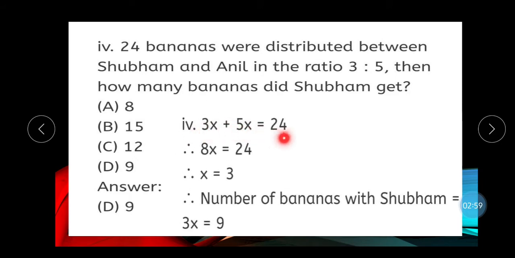3x plus 5x is equal to 24. 3x plus 5x is equal to 8x. Therefore, 8x is equal to 24. Dividing both sides by 8, we get x is equal to 3. Therefore, the number of bananas with Shubham is equal to 3x. So, 3 into 3, that is, we are substituting the value of x, that is 3. 3 threes are 9. So, the correct option is option D.